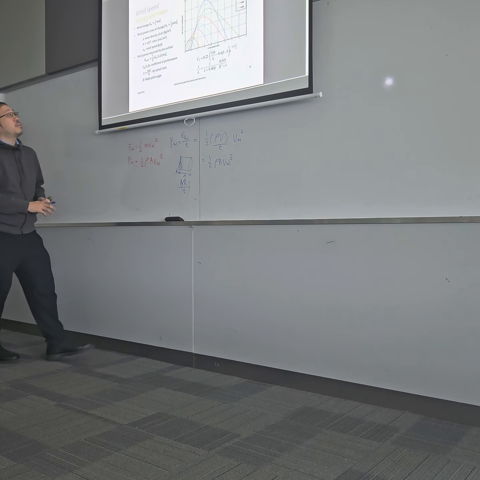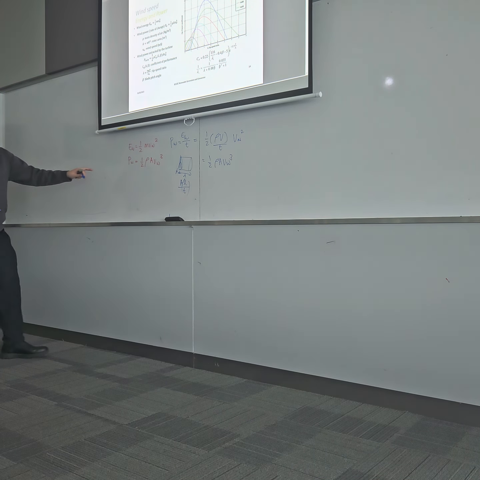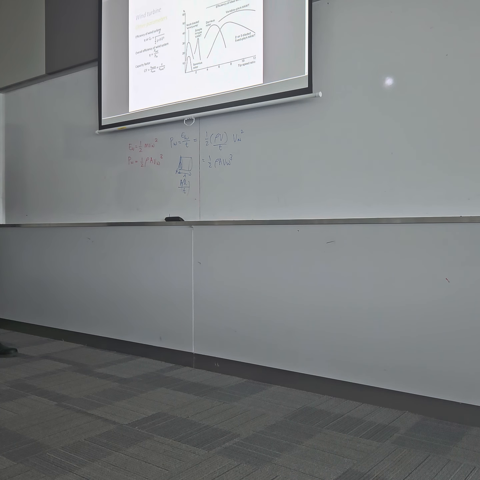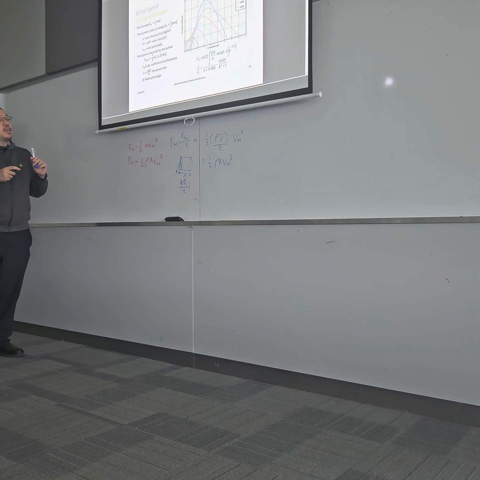Alright? That's how we got to this. Okay. So rho is the density of air, and then A is the rotor area together with the wind speed, which is the V omega. Okay?